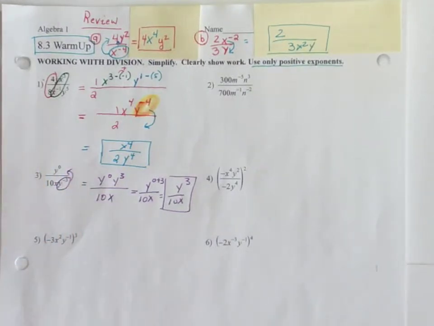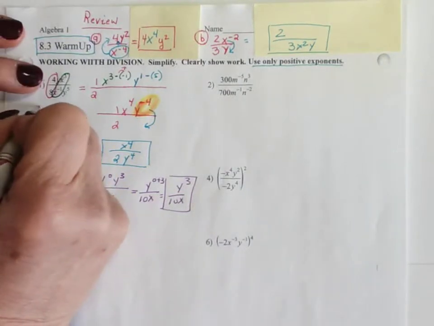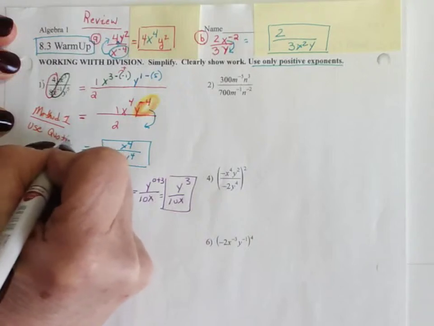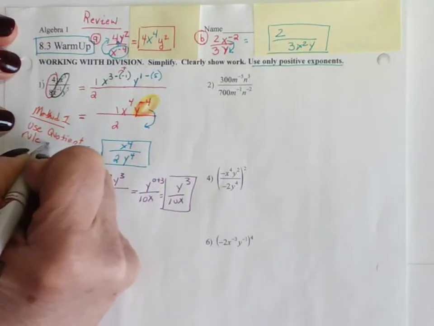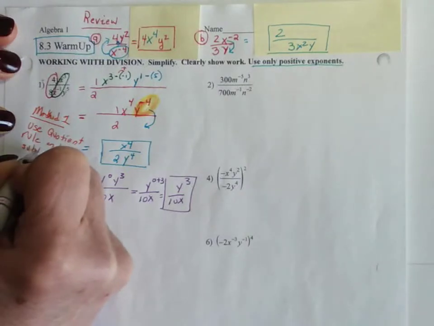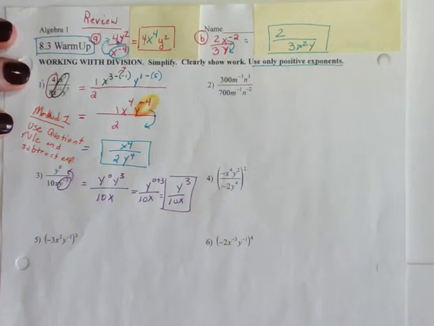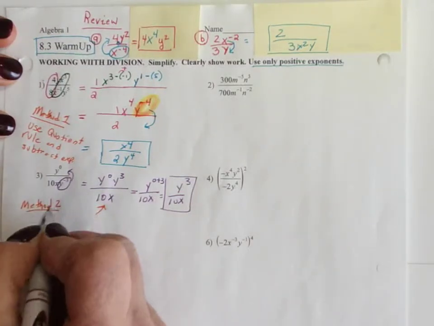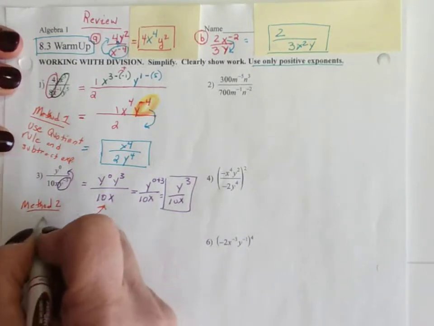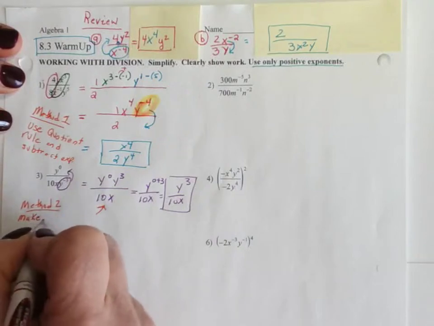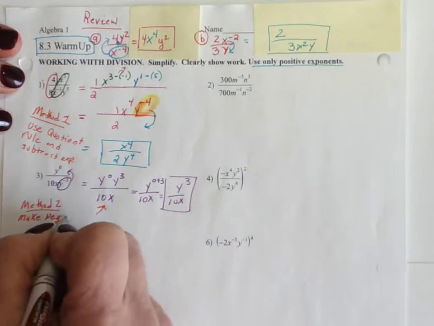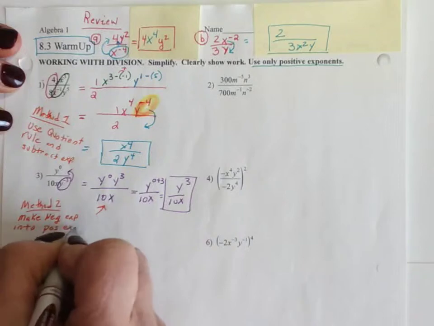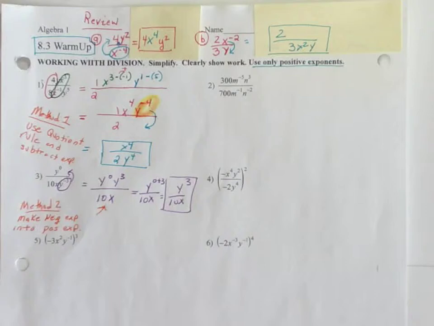Okay, so you can either, method 1, use the quotient rule and subtract exponents, or method 2, make your exponents that are negative happy at the very beginning. Okay, so method 2, make negative exponents into positive exponents. And it really depends on which way you're more comfortable.